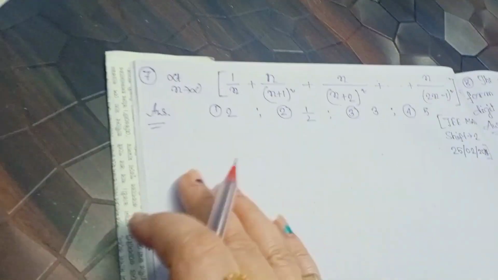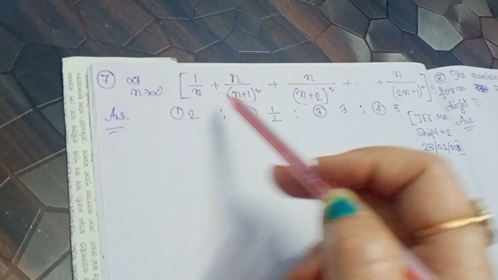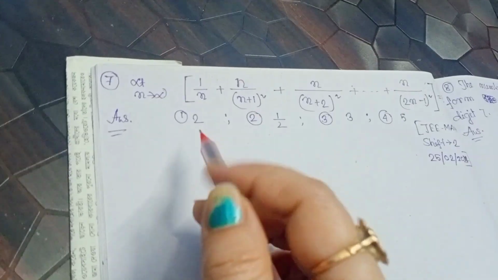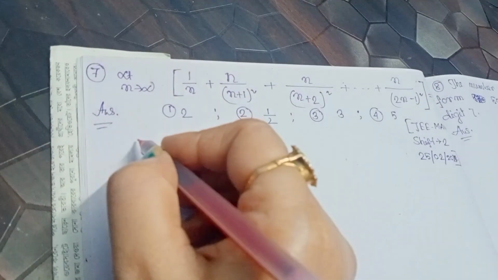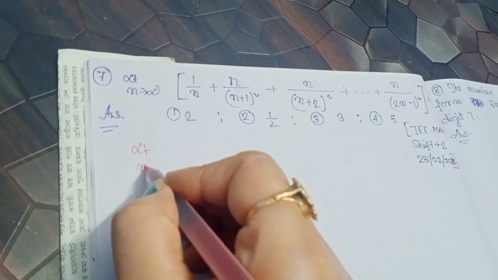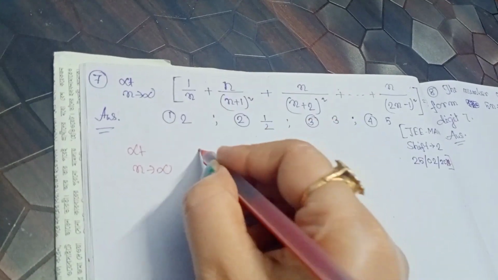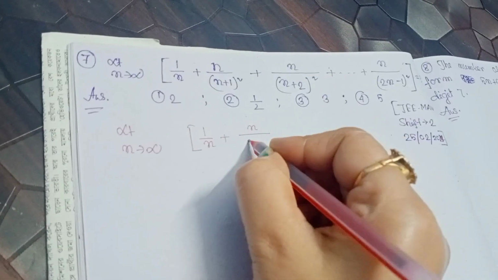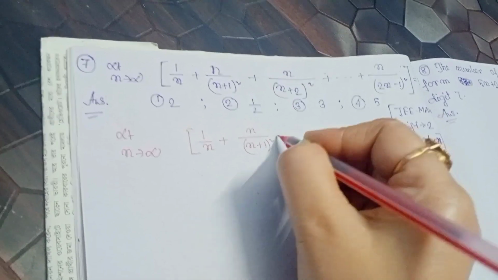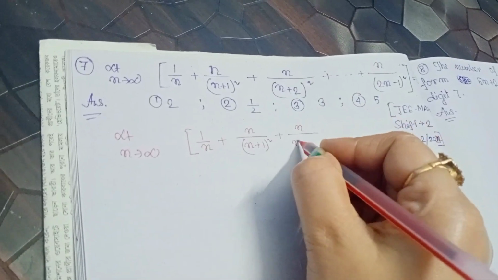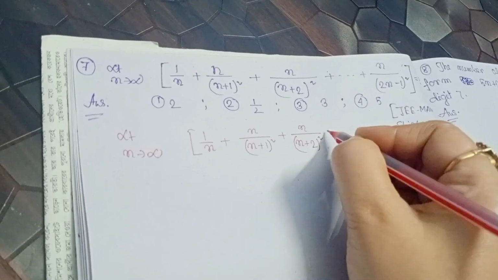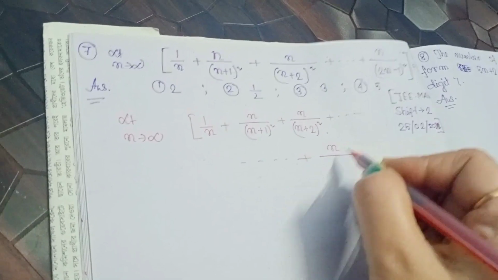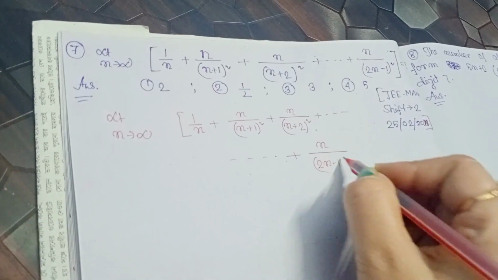So at first, the given limit is a series. Let's write this down: limit n tends to infinity of 1 by n plus n by (n plus 1) whole square plus n by (n plus 2) whole square plus dot dot dot plus n by (2n minus 1) whole square.